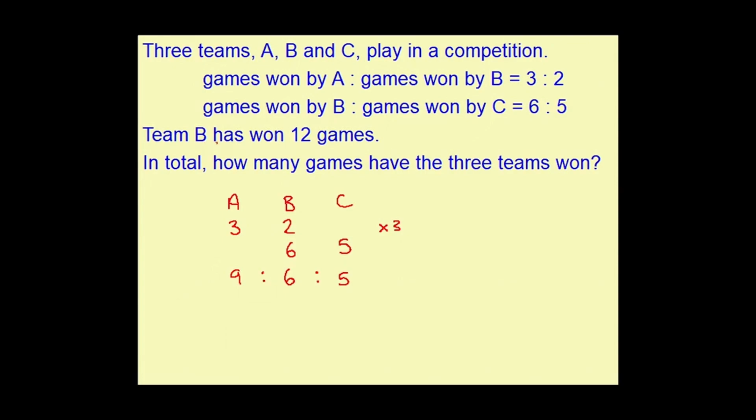I'm told that Team B has won 12 games. So this must be multiplied by 2. Multiplying this by 2 gives me 18, and multiplying this by 2 gives me 10. I'm asked in total how many games have the 3 teams won, and I can get that by adding this up. 18 plus 12 plus 10 is 40 games.